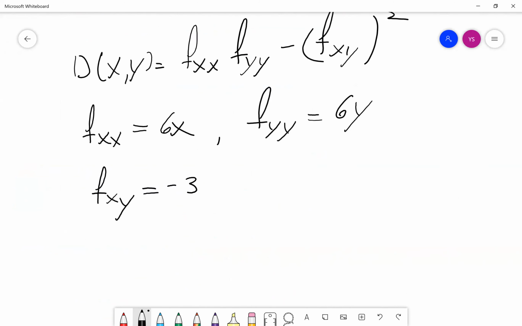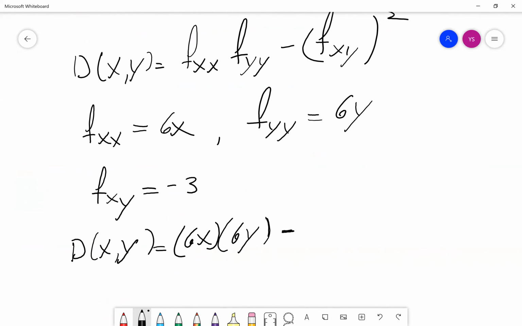Any questions? Okay, so now we set up this formula. D of xy is equal to 6x times 6y minus -3 squared, so minus 9, which is equal to 36xy minus 9. Any questions?